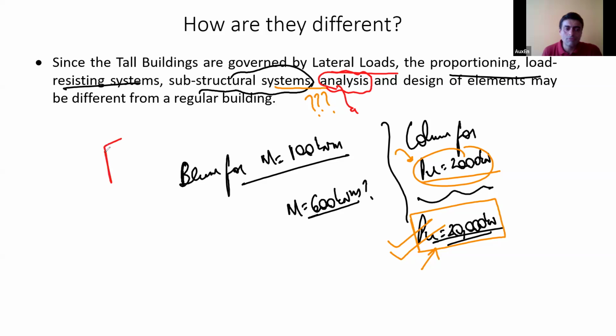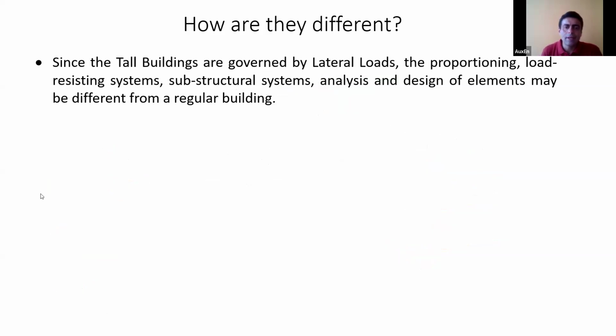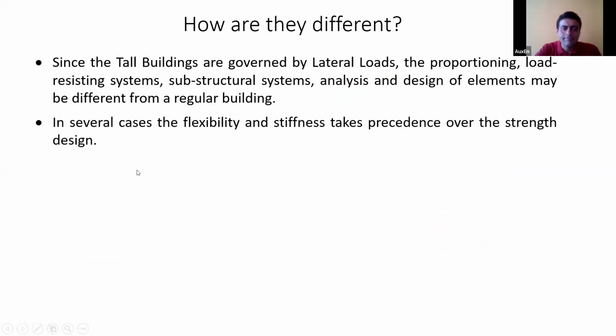So for example, for a G plus 10, maybe you could have done a simple raft and things would have been safe for you. But if you are doing a G plus 60, the loads are so high and the strata is not that great that you can support a G plus 60. So maybe you have to do pile plus raft. So you have to come up with a different structural system for it. Okay. So in this manner, the design, the analysis may be different when it comes to a tall building.